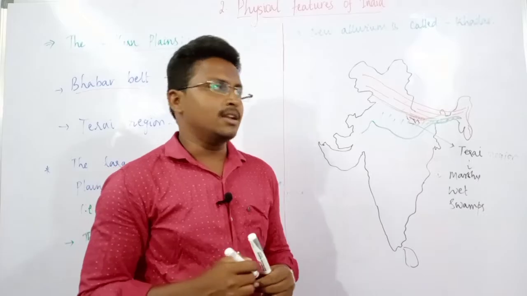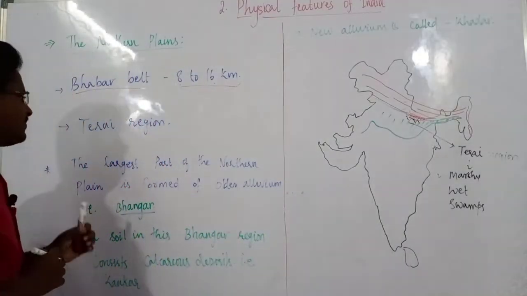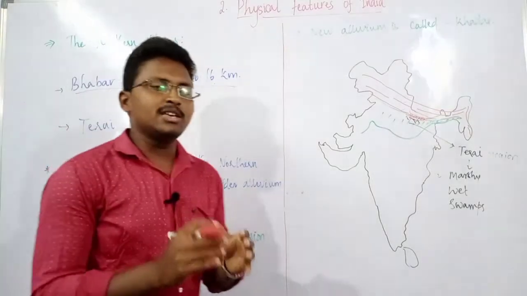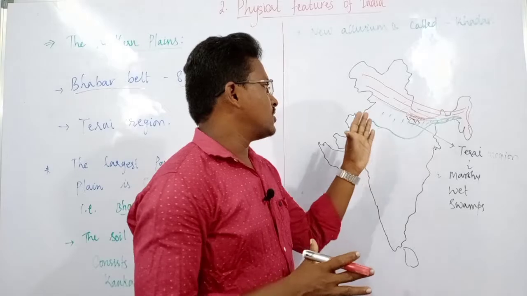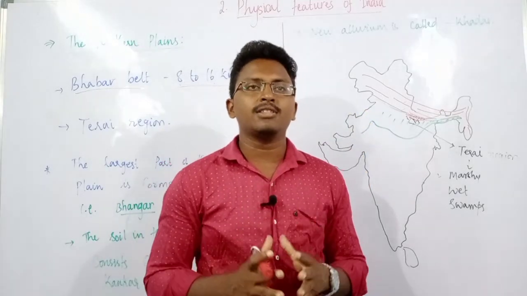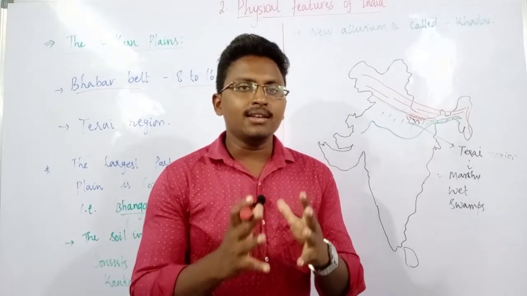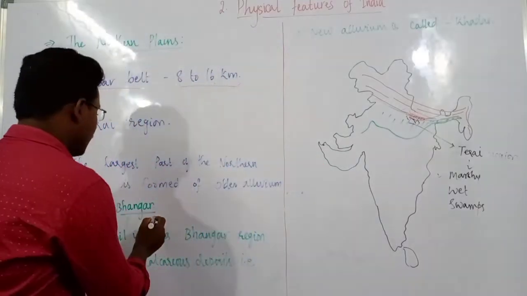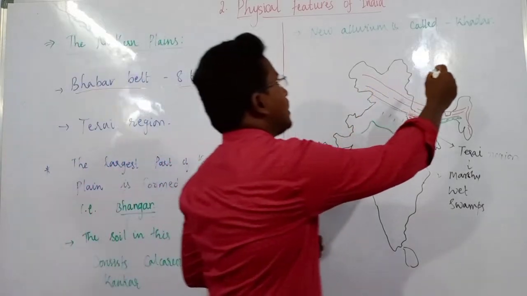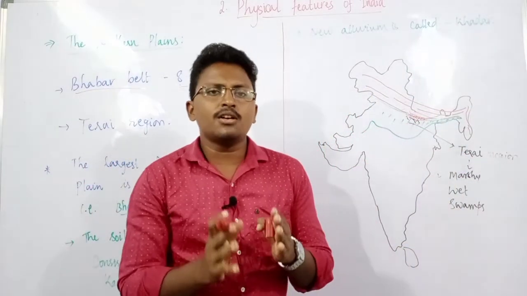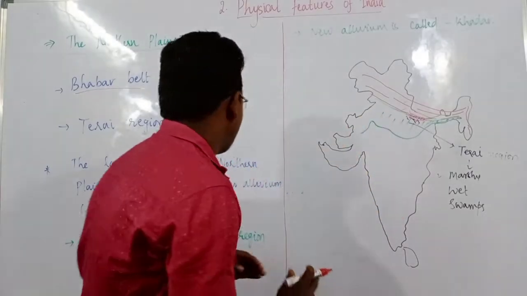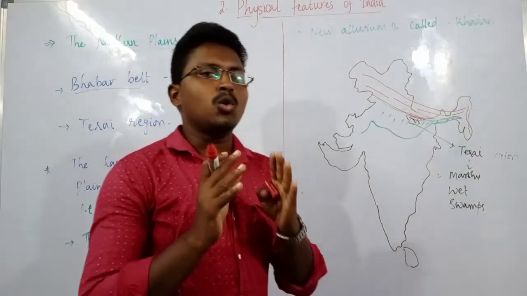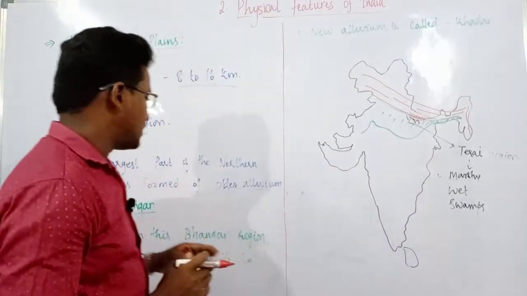Then the next very important feature is that the largest part of these northern plains is formed by older alluvium. As I just mentioned, the northern plains are mostly covered with alluvial soil. But this alluvial soil is further divided into two different types: one is Bangar and the second one is Khadar. Most of the northern plains are covered with this older alluvium, or Bangar.